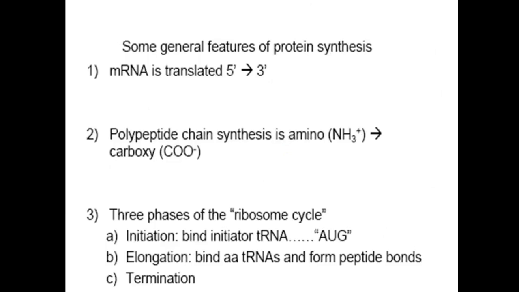Some details of synthesis. Messenger RNA is translated in the direction from 5' to 3' end, the same as the synthesis of messenger RNA in transcription, by the way. And the polypeptide chain is synthesized from the amino end to the carboxy end. And the ribosomal cycle consists of initiation, elongation and termination.